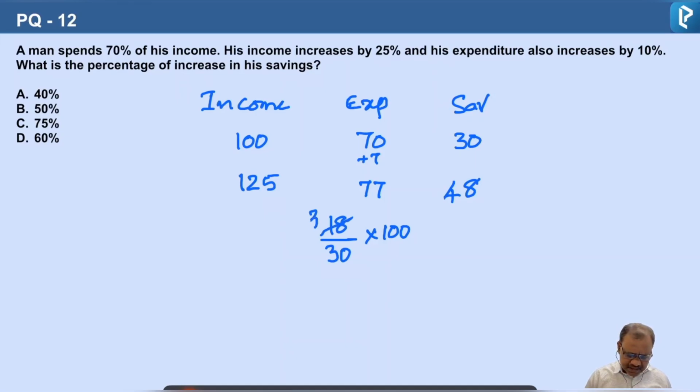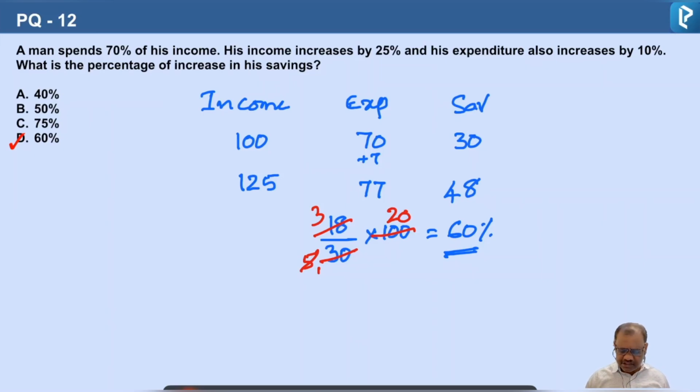6 3s are 18, 6 5s are 30. 5 1s, 5 20s. So the final answer is 60%. So there is a 60% increase in the savings. These are the short methods of solving these questions. Option D is the right answer.